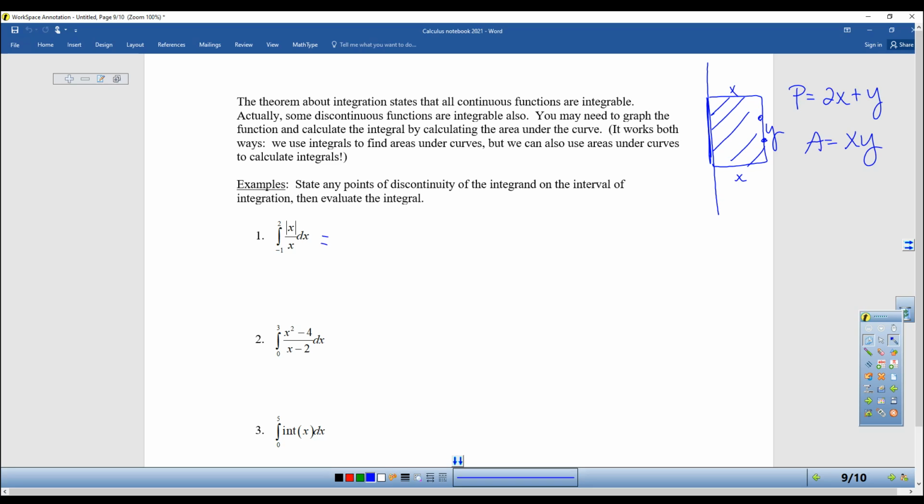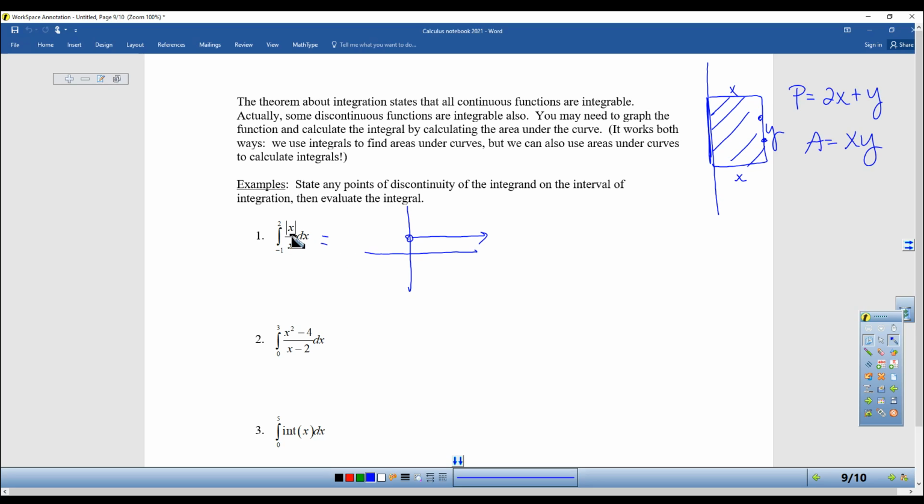All right, so what does this graph look like? So if x is positive, then the absolute value doesn't matter. So x divided by x is just 1, whether it's 1 over 1, 2 over 2, 3 over 3. So it looks like this.